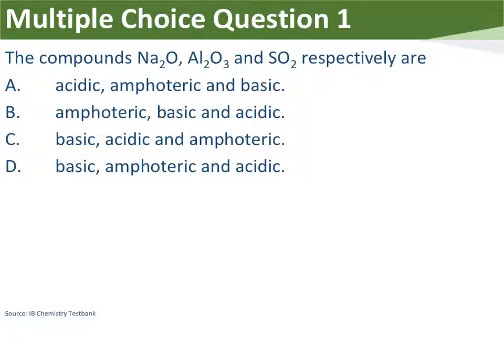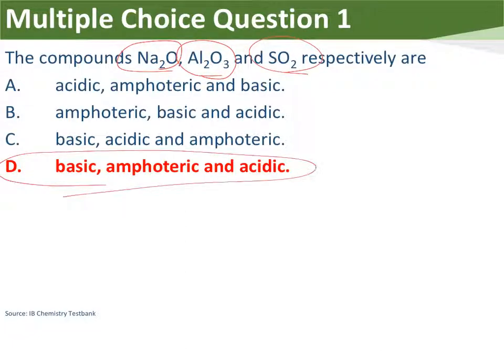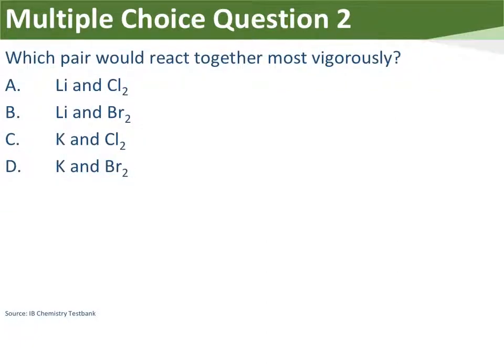The correct answer is B, basic for sodium oxide, amphoteric for aluminum oxide, and acidic for sulfur trioxide. And this is on some level memorization or remembering for sure. One more multiple choice question. Which pair would react together most vigorously? Think about the reactivity comparison of lithium and potassium and a comparison of chlorine and bromine. Enter your answer.